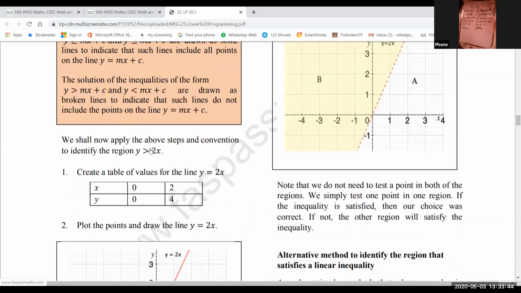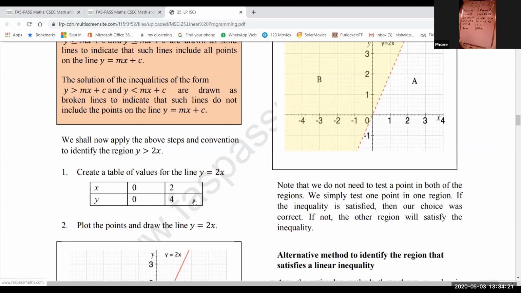So we shall now apply the above steps and conventions to identify the region for y is greater than 2x. So we create a table of values for the line y equals 2x. So we have our x and we have our y value. They randomly chose two values, 0 and 2. Obviously 0 multiplied by 2 will give us 0, hence the reason we have 0 for the y value. And if x is 2, then 2 by 2 will give us 4, and that's why I got 4 for the y values here. Everybody cool?